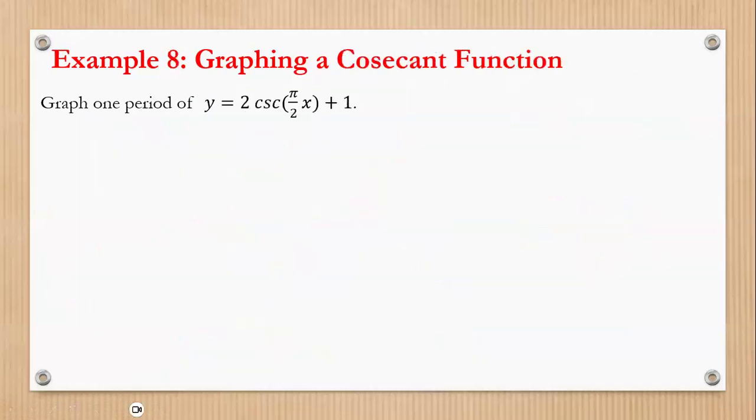Let's look at another example. We want to graph one period of this function, but this time I want to graph the sine function first and then graph the cosecant based on the sine function, which I believe is much easier. So if I want to graph the sine function, I need to graph the exact same function with sine.